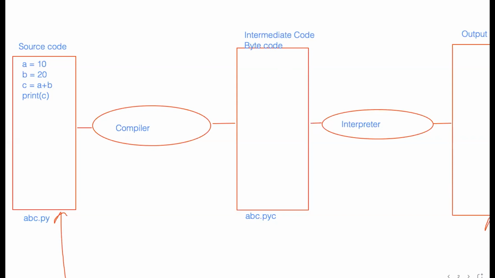Then why do we need an interpreter? Either way, the intermediate code is already checked. All the syntax errors and everything are checked. So why do we need an interpreter? It is fine that you check the syntax or indentation error here with the compiler, but as I said, memory allocation also has to be done, right?